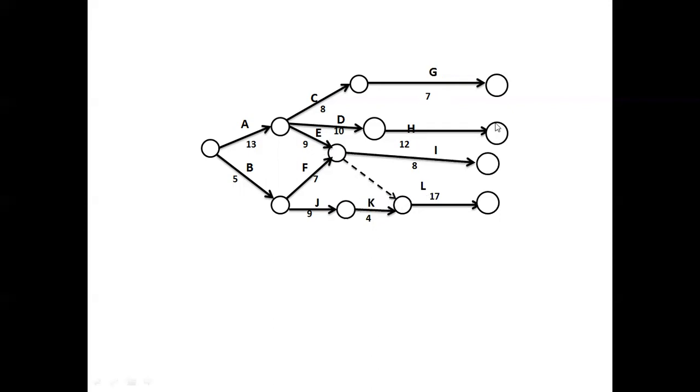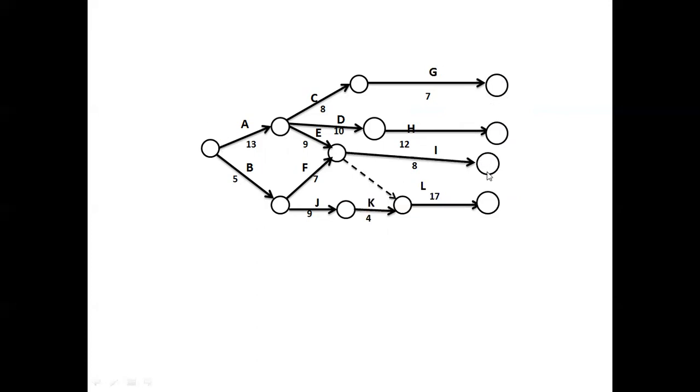Then the last one: all these G, H, I and L are last activities. So the end event of all these four, G, H, I and L, is common. So let us club all these and make a single event, so that this entire network will have a single end event, and already it is having a single start event.